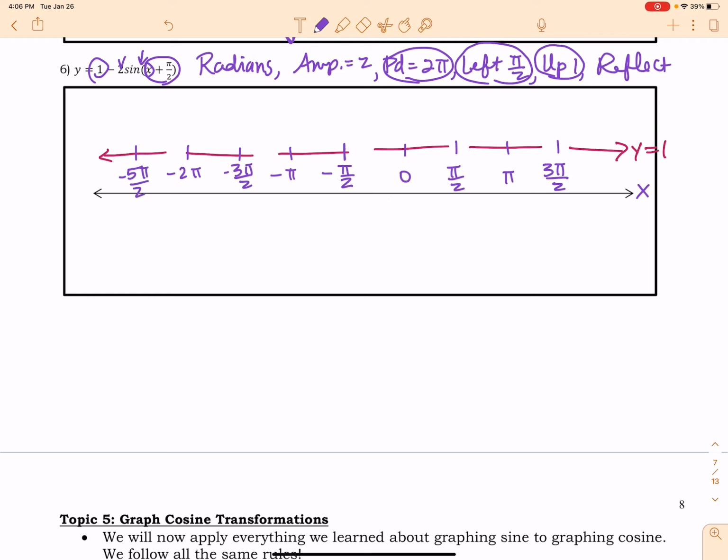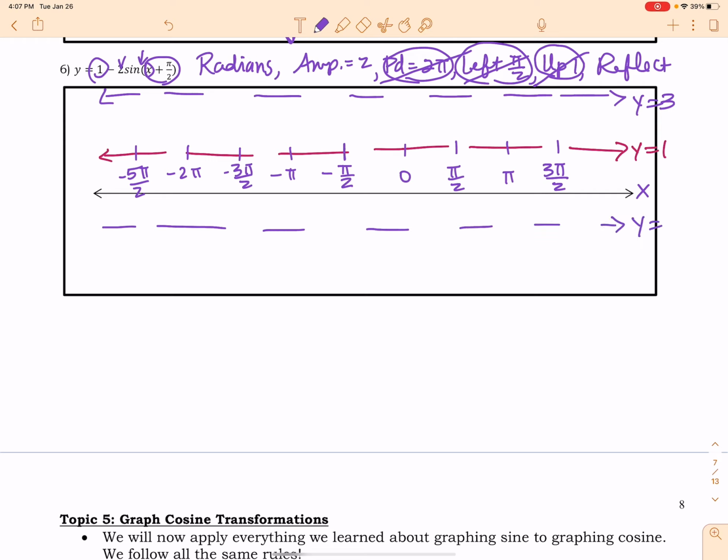This one's kind of challenging, not going to lie to you. All right, so we've taken care of up 1, left pi over 2, the period. Now we need to take care of the amplitude. The amplitude is 2, so if this red dotted line represents 1, we would go up 2 more. So this is y equals 3. And then we would go down another one. So this is going to be y equals negative 1 because this is 1 and this is 2, because remember your amplitude is 2.